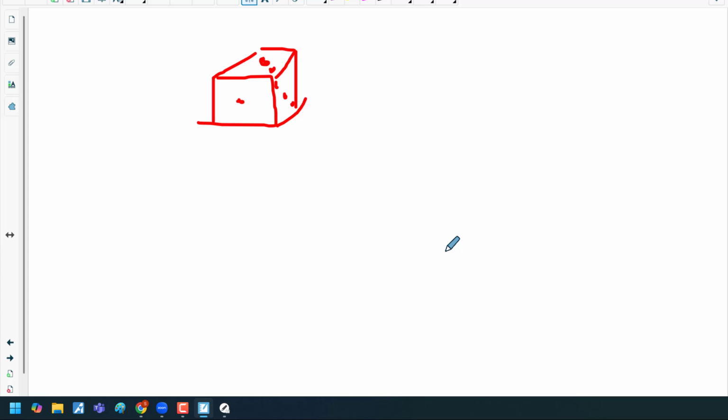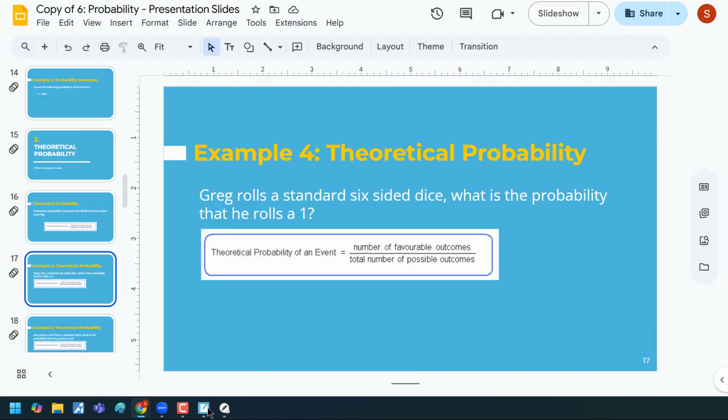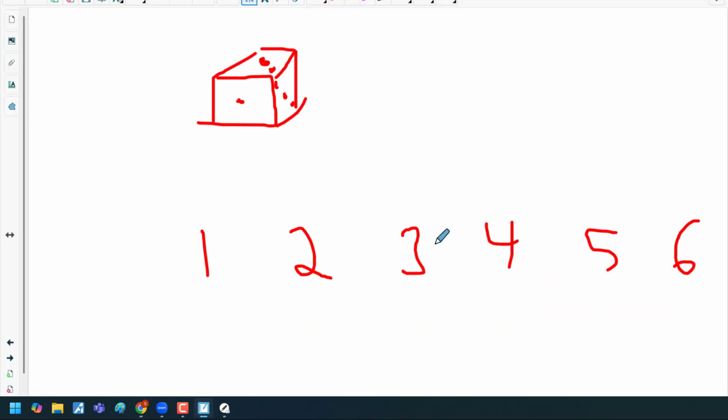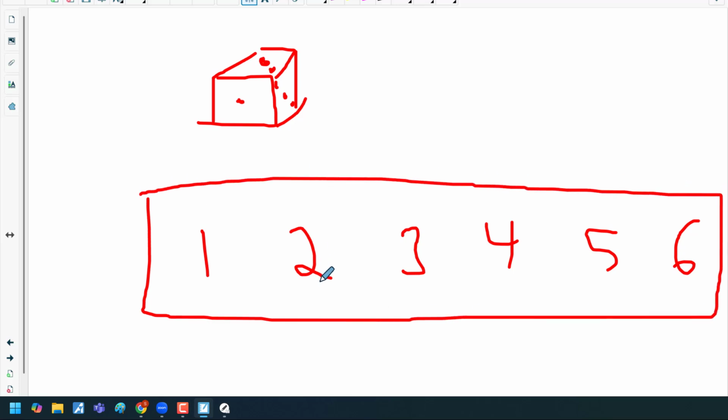Can you get negative numbers? No, obviously not. Makes sense. So you can't get anything more than 6. You can't get anything less than 1. You have to get a number between 1 and 6. Those are the only possible outcomes. 1, 2, 3, 4, 5, 6. Boom. Okay. So the total number of possible outcomes is 6. And the number of favorable outcomes, what does that mean? Well, we know that there's 6 sides on a dice.